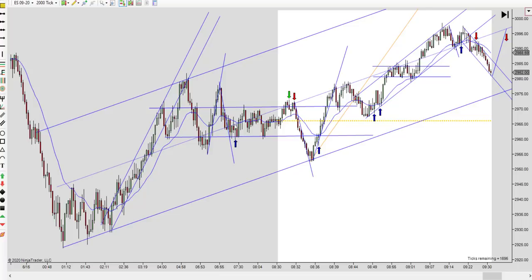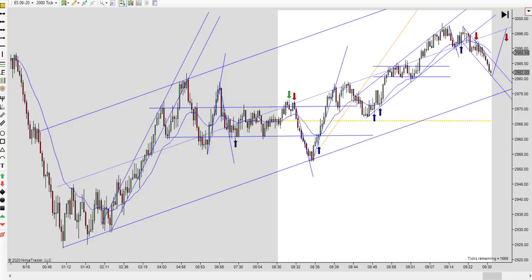So this is a second entry long off the lows after a double test with a fairly decent signal bar here. I would have liked to have seen it slightly higher, but that's still closing in the top 1/3. That's a big bar. Just go long there, and where does it go? Straight back to the upside.